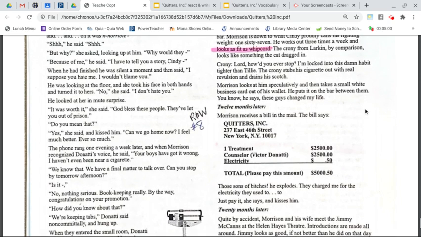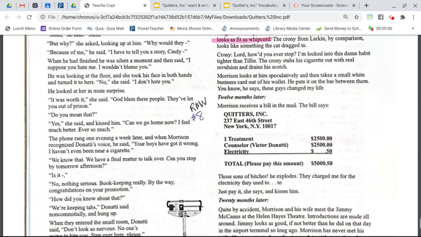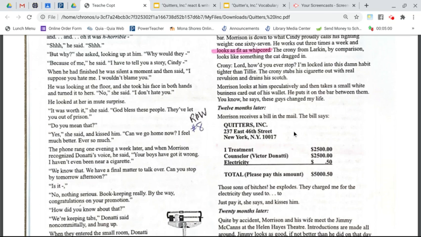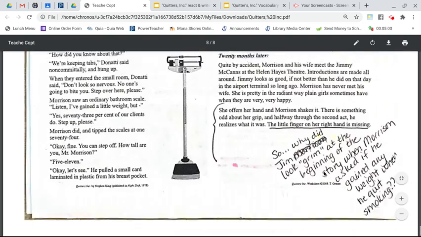What do you think? So pretty crazy, right? This part, it says, Morrison looks at him speculatively and then takes a small white business card out of his wallet. He puts it on the bar between them. So why do you think about this, why is Morrison now giving the card to somebody else? Do you think there's anything to that? Him giving the card to somebody else. Think about that question just for our discussion.